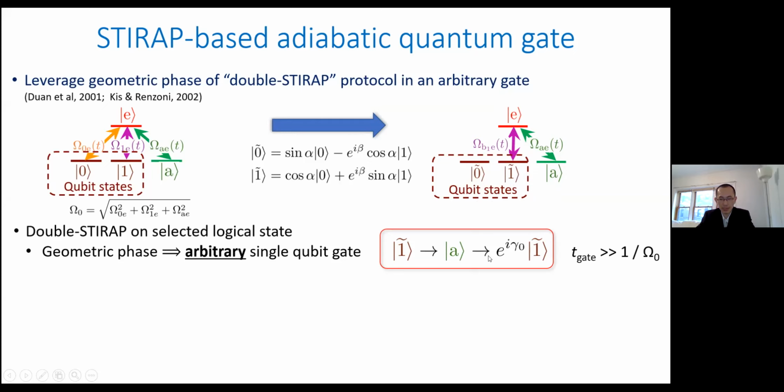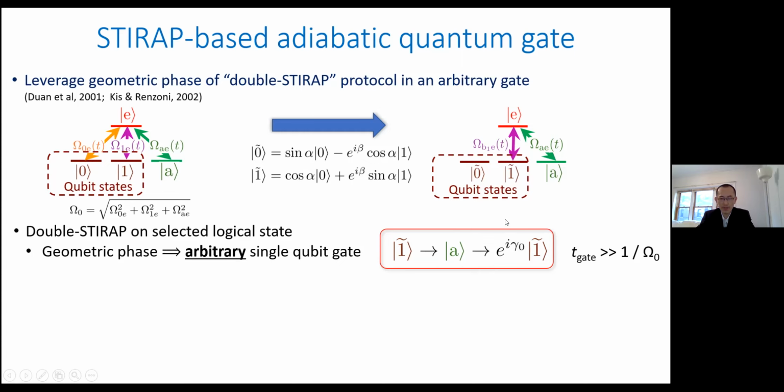Since it's a cyclic evolution, at the end of the day, you will get this geometric phase encoded in 1 tilde. And this 1 tilde here is a linear superposition of your original qubit states 0 and 1, where the relative strength is governed by the relative strength of the pulse amplitudes. So in principle, this geometric phase will give rise to an arbitrary single qubit gate.